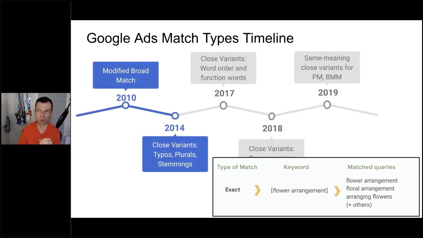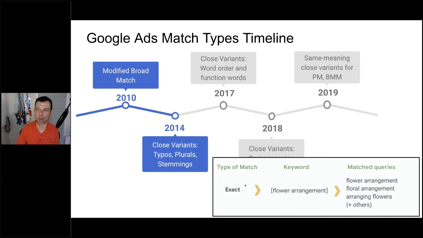So let me give you a really specific real example here, right? Most of us know about close variants, this new match type that Google introduced all the way back in 2014, but it's been evolving. Even as recently as a couple of months ago, Google said for phrase match and broad match modified, we're going to show your ads for keywords when it's basically the same meaning, right? It used to be that an exact match no longer had to be an exact match. Now that's also extending to phrase match and broad match modified.